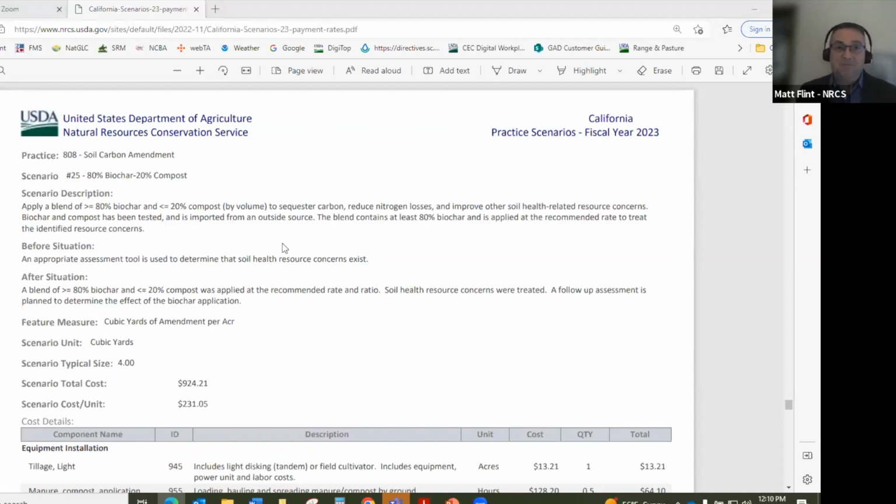And it's kind of a hypothesis statement. If you read that, it says apply a blend of greater than or equal to 80% biochar and less than or equal to 20% compost by volume to sequester carbon, reduce nitrogen losses, and improve other soil health related resource concerns. Biochar and compost have been tested and are imported from an outside source. The blend contains at least 80% biochar and is applied at the recommended rate to treat the identified resource concerns.